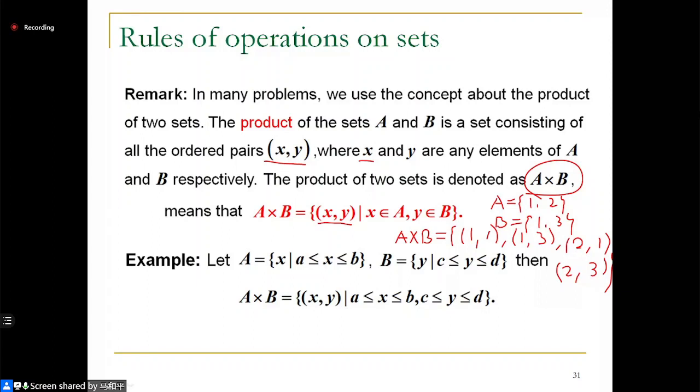For example, here is the inequality X greater than or equal to a and less than or equal to b. Here Y is greater than or equal to c and less than d. Now A product B is equal to the set of pairs where X belongs to A, with the property like this, and Y belongs to B, with the property like this.